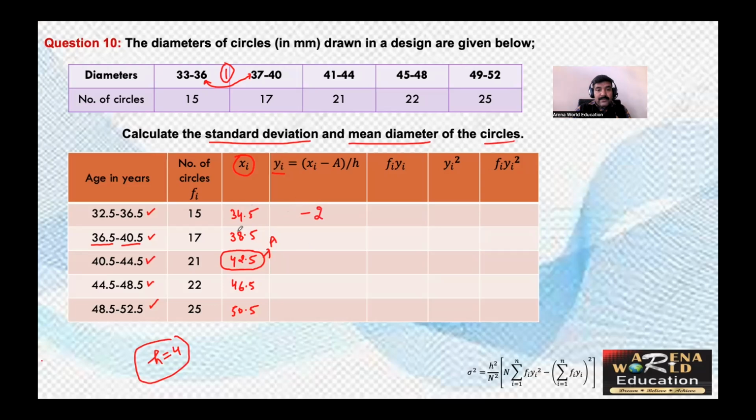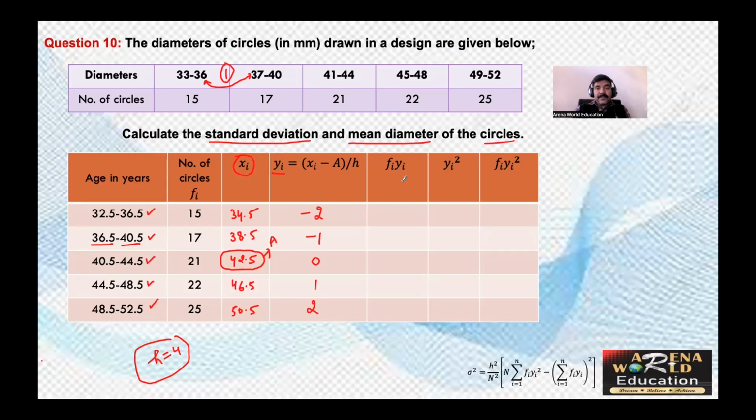Now look at the second one, 38.5 minus 42.5. This will be equal to minus 4, and minus 4 divided by 4 will be equal to minus 1. Next one will be 42.5 minus 42.5. This will be 0. And after this, it will repeat the pattern, so it will be simply 1 and 2.